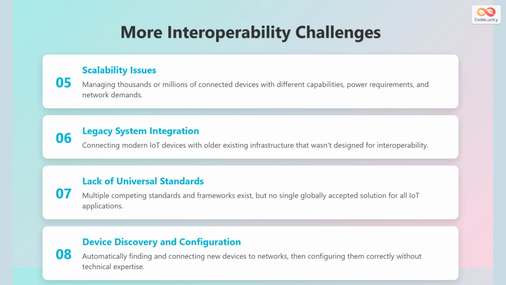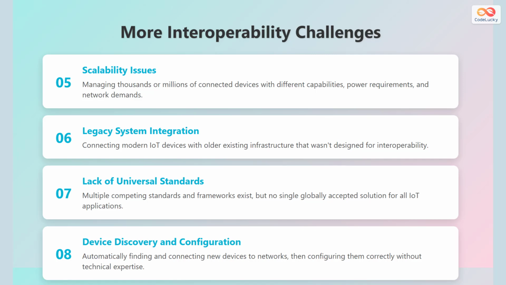Challenge number 7, lack of universal standards. While many standards exist for Internet of Things communication, there's no single globally accepted solution that works for every application. Instead, we have multiple competing standards and frameworks, each championed by different industry groups and technology companies. This fragmentation actually makes the interoperability problem worse instead of better.